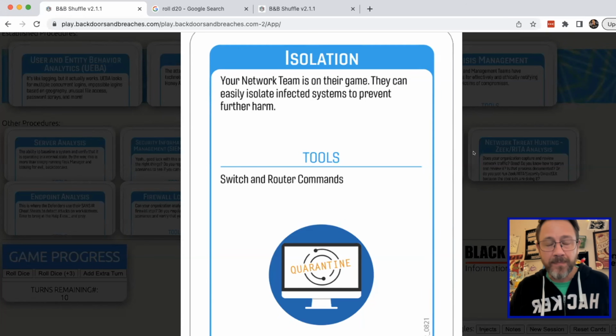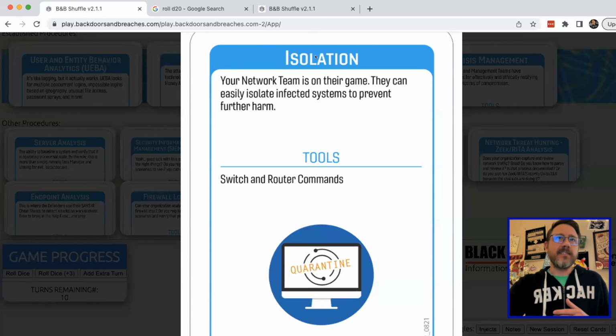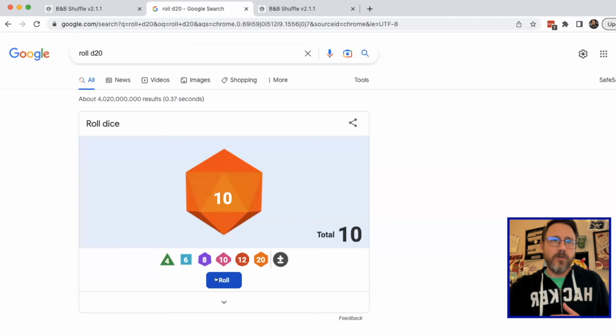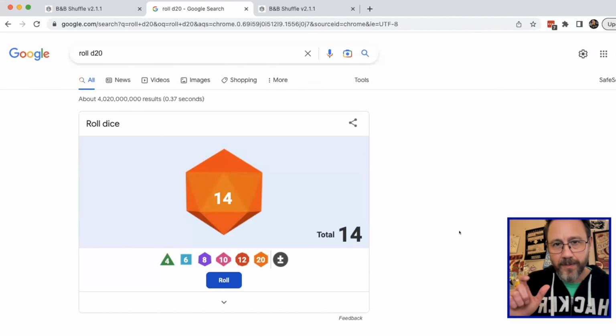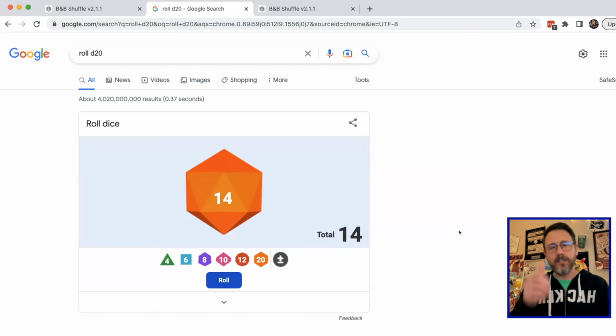I'm like, cool. Let's say they roll the dice and they're successful. So we go over here and let's say they roll a 14. So 14 is successful, 1 through 10 is unsuccessful, 11 through 20 is successful. And if you're thinking to yourself, why don't you just flip a coin? Because it's 50-50. Well, we also use modifiers.